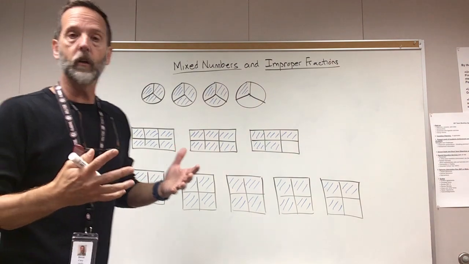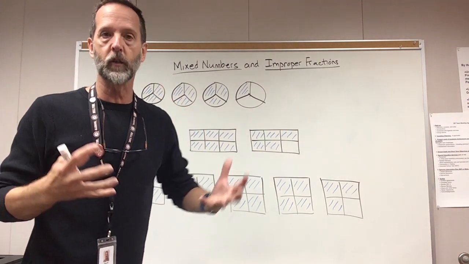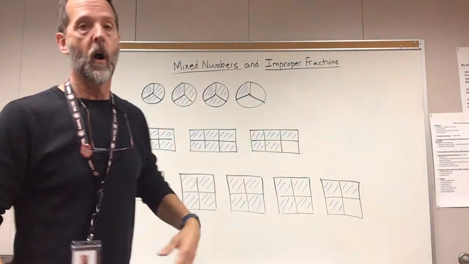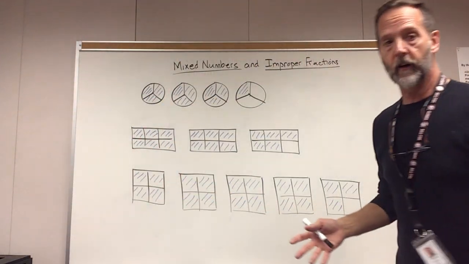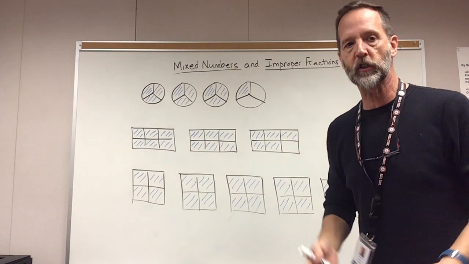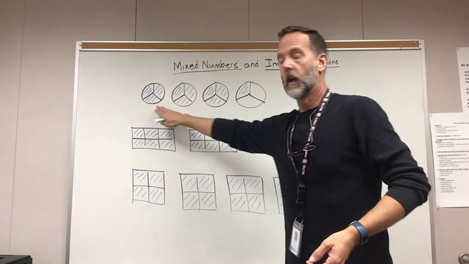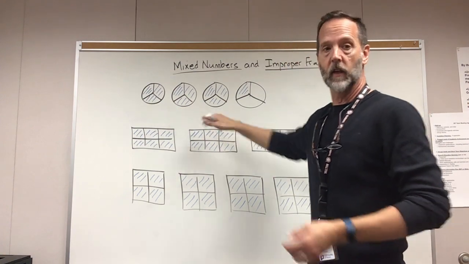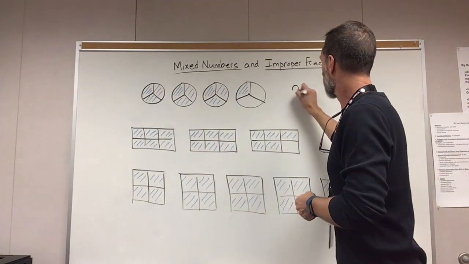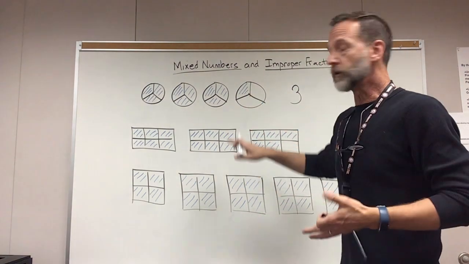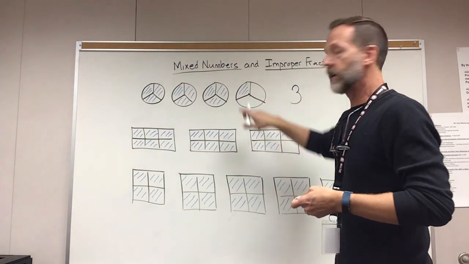All right, the first thing we want to do with a mixed number is see how many whole things we have. All right, I've got, first of all, 4 circles on the board. Are they all shaded? They're not. How many are entirely shaded? How many circles are entirely colored in? Well, this one is, and that one is. So I've got 3 whole circles.